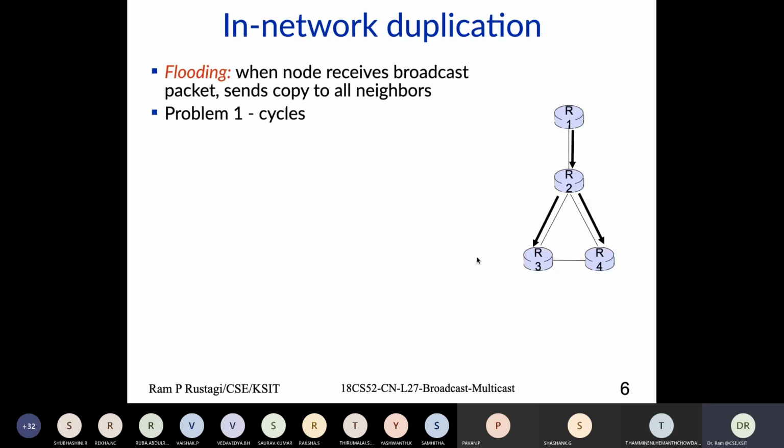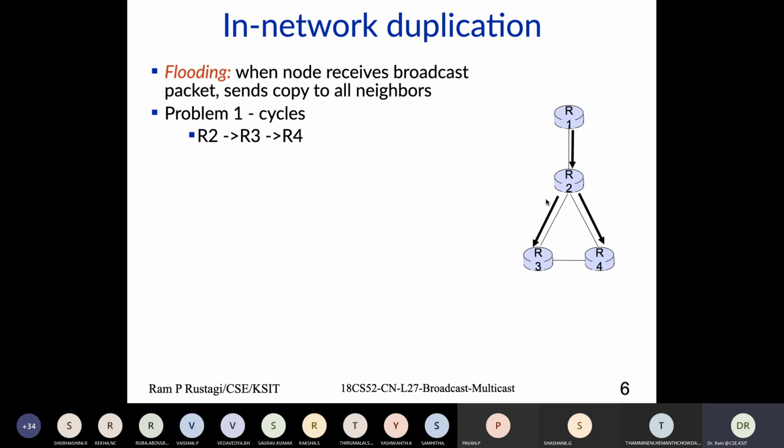Let's look at a simple case where R1 needs to send a packet to R2, R3 and R4. R1 sends only one packet. Then R2 will make a copy, give it to R3, and give it to R4. So each router, when it receives a packet, makes as many copies as there are other outgoing links, and sends them. So R2 makes two copies and sends to R3 and R4.